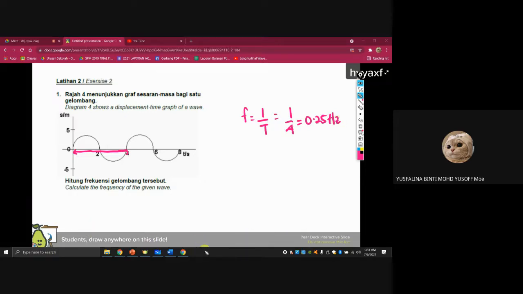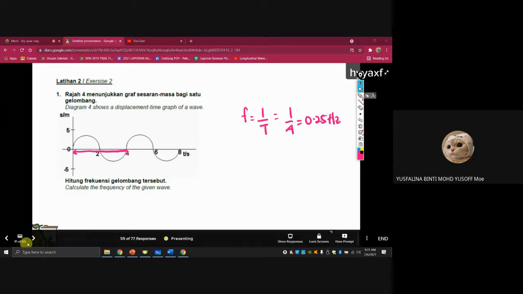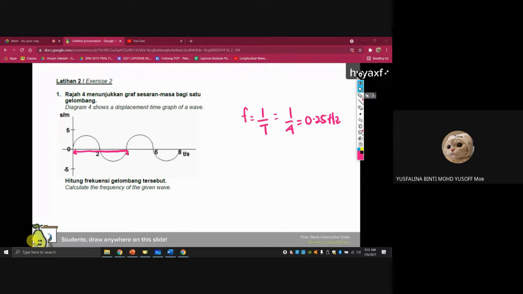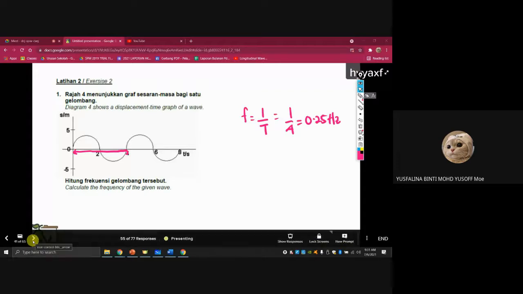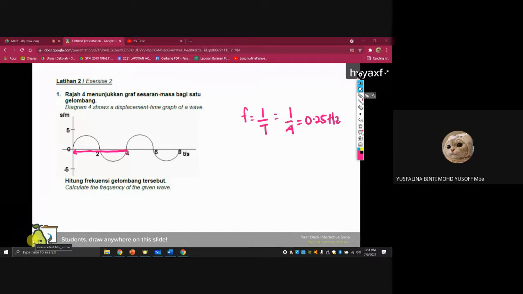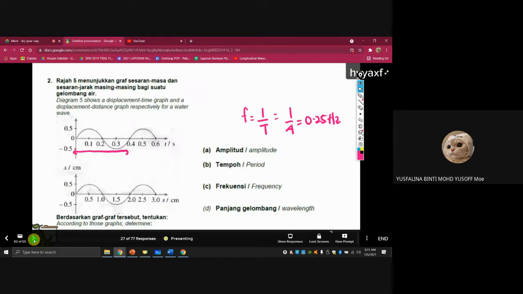Before I move on, is there any question you want to ask teacher? No? So far, can you understand how to find wavelength, frequency, amplitude, period, how to calculate the speed, how to draw a graph, what is the difference between transverse and longitudinal? Okay, very good. Next, we move on to the next question.